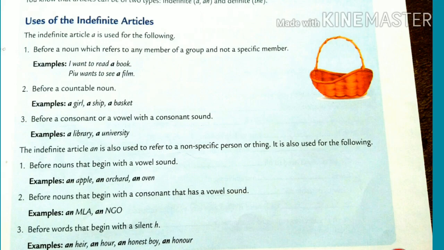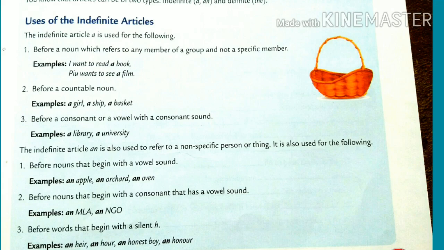Second one, before nouns that begin with a consonant that has a vowel sound. Even if a word starts with a consonant letter, if that has a vowel sound, we have to use article an. Examples: an MLA, an NGO. Both start with a consonant letter, but they have a vowel sound, so we have to use an. MLA, NGO begin with vowel sounds.